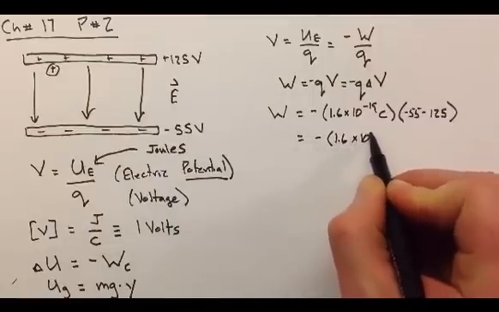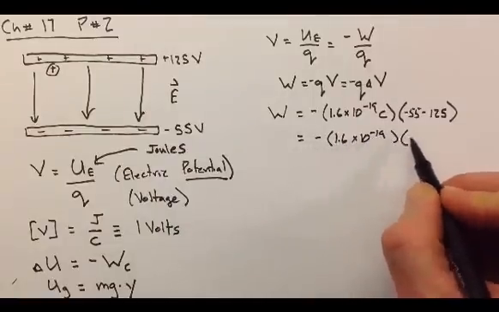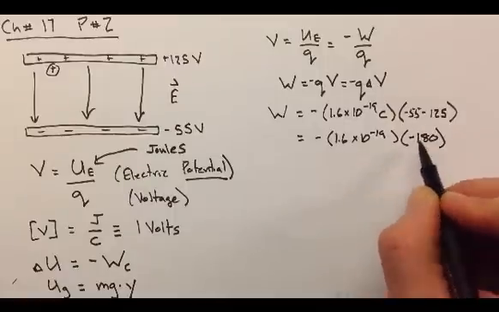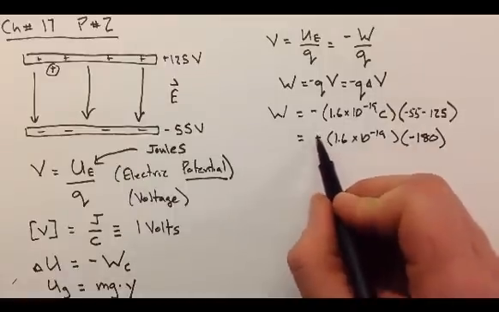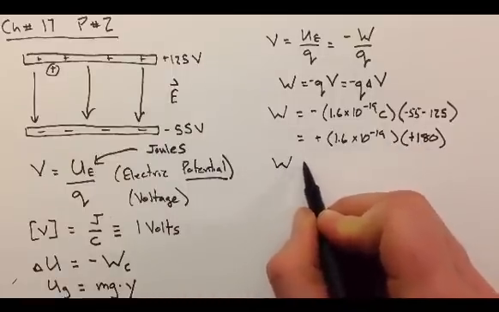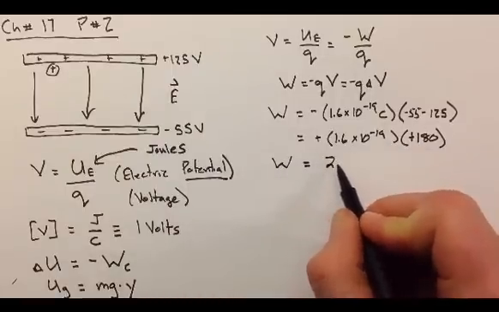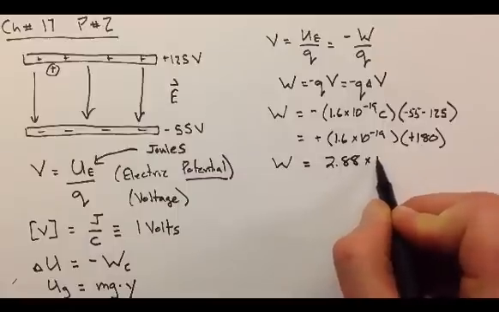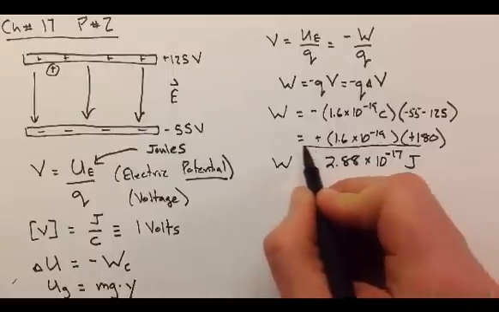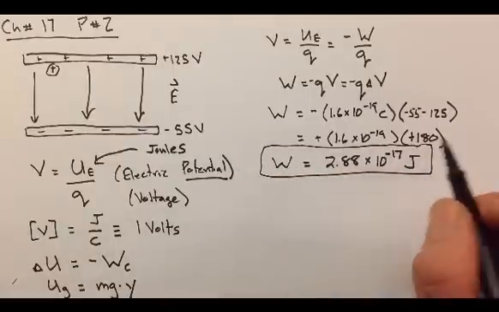So what is this? 1.6 times 10 to the minus 19th times, this would be negative 180. We got a negative there and a negative there, so that makes a positive. So the work done turns out to be 2.88 times 10 to the minus 17th joules, which is the answer to part A.